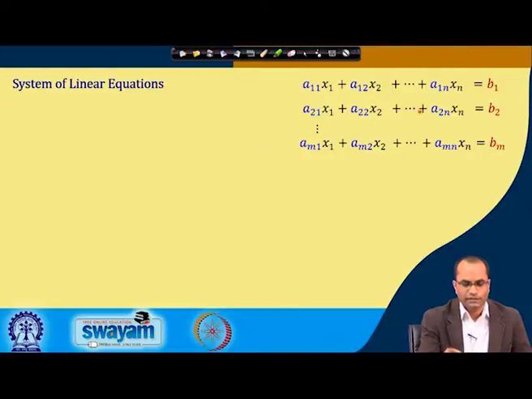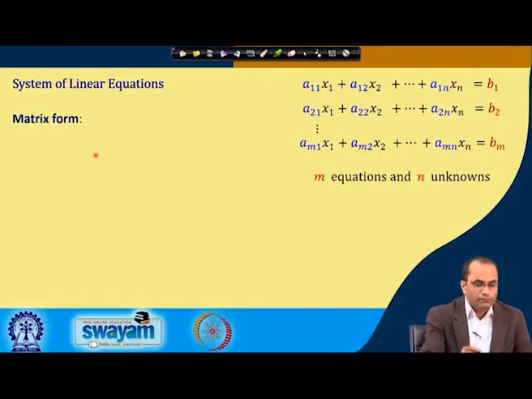Similarly, we have the second equation, where a21, a22 and a2n are the coefficients of x1, x2, xn respectively, and the right hand side is denoted by b2. Here we have am1, the mth equation. We have considered m equations and n unknowns. Here am1, am2, amn are the coefficients of x1, x2, x3, xn, and the right hand side is bm. So, we have 1, 2 and so on up to m equations, and x1, x2, x3, xn are the unknowns.